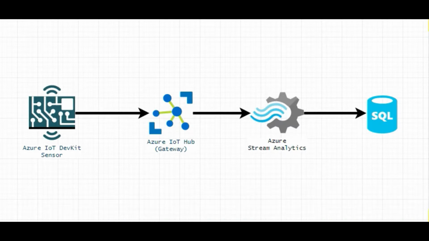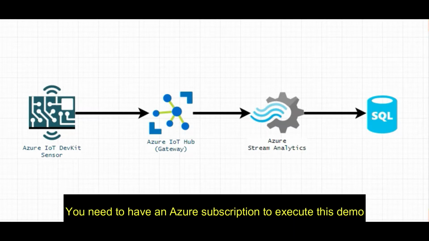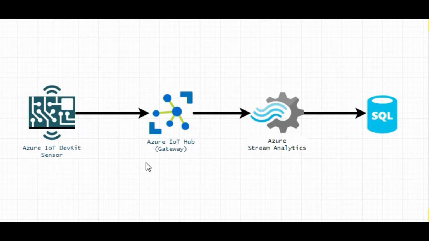Today is going to be a little bit of a long video, but I think it's necessary to show you the whole flow of how we send data from the Azure IoT DevKit sensor through the IoT Hub. We're going to use the IoT Hub as a gateway, and then we need to pull those messages using some sort of tool. We're going to use Stream Analytics on Azure to pull the data from IoT Hub, and then we're going to stream that data from the IoT Hub to the SQL database.